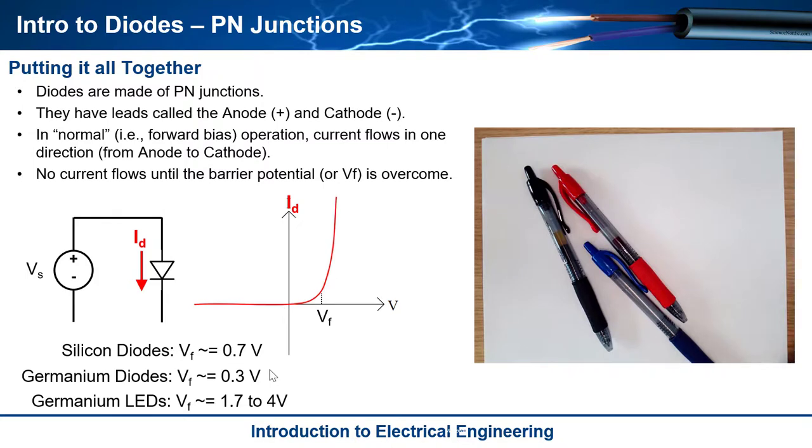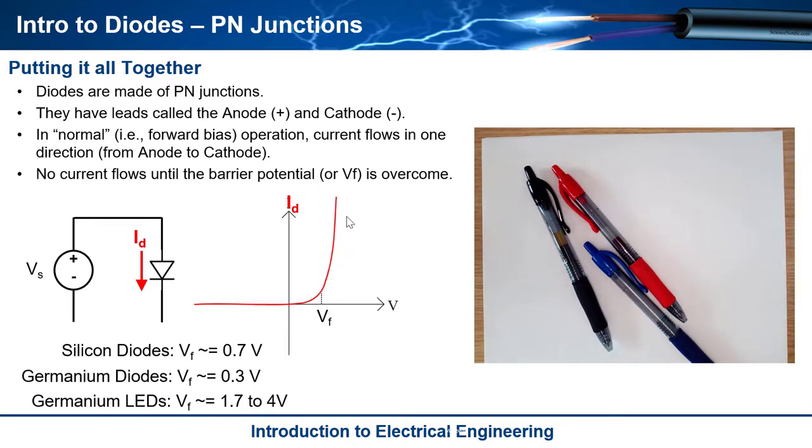Okay, so what kind of voltage are we talking about? Diodes, you can make them out of silicon and germanium. Silicon diodes have a forward voltage spec of 0.7, so you have to get at least 0.7 over them until they turn on. Germaniums are about 0.3. LEDs are made out of germanium and some other materials. Those ones have a higher forward voltage, like 1.7 to 4 volts, so it takes more to turn them on.